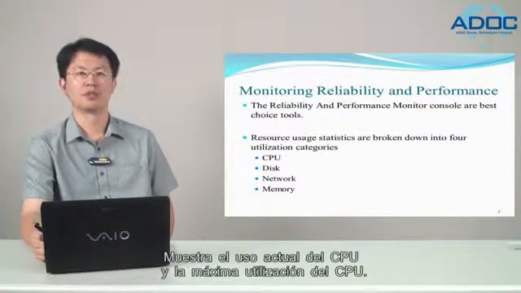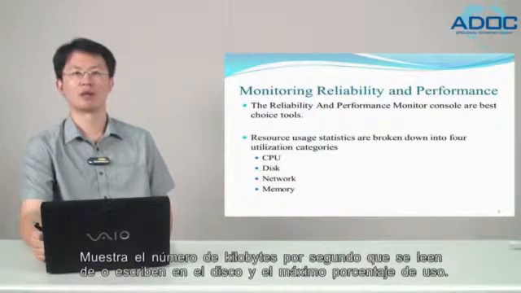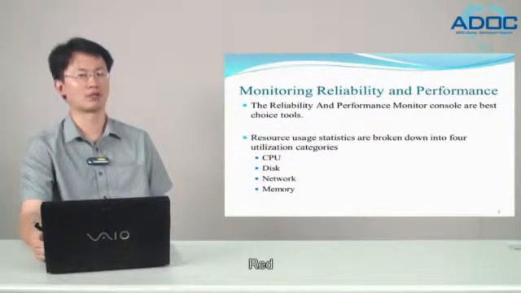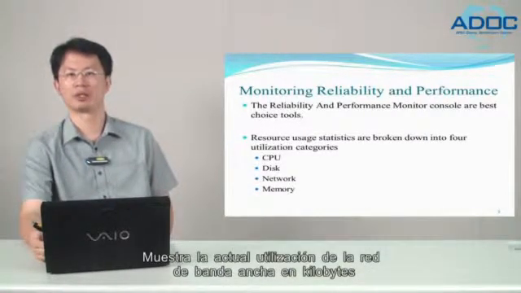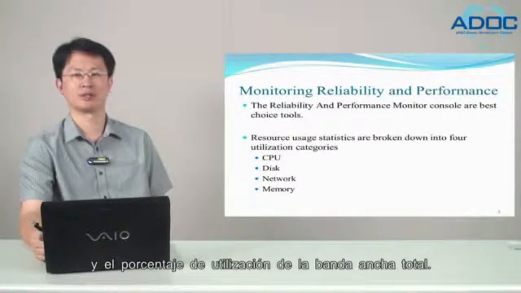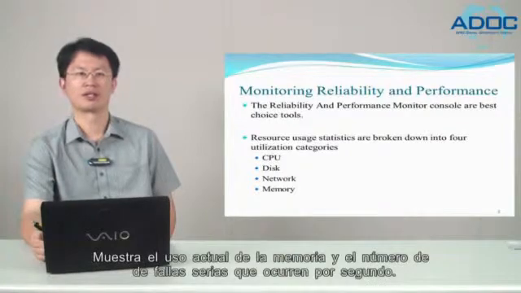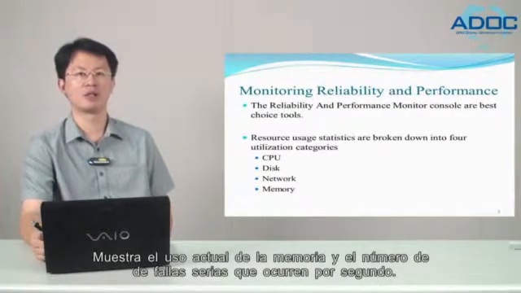CPU. CPU shows the current CPU utilization and the maximum CPU utilization. Disk shows the number of kilobytes per second being read from or written to disk and the highest percentage usage. And network shows the current network bandwidth utilization in kilobits and the percentage of total bandwidth utilization. And memory shows the current memory utilization and the number of hard faults occurring per second.